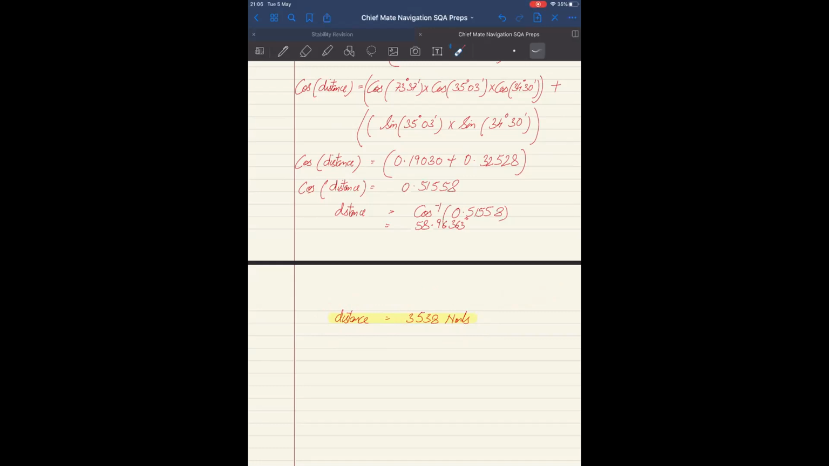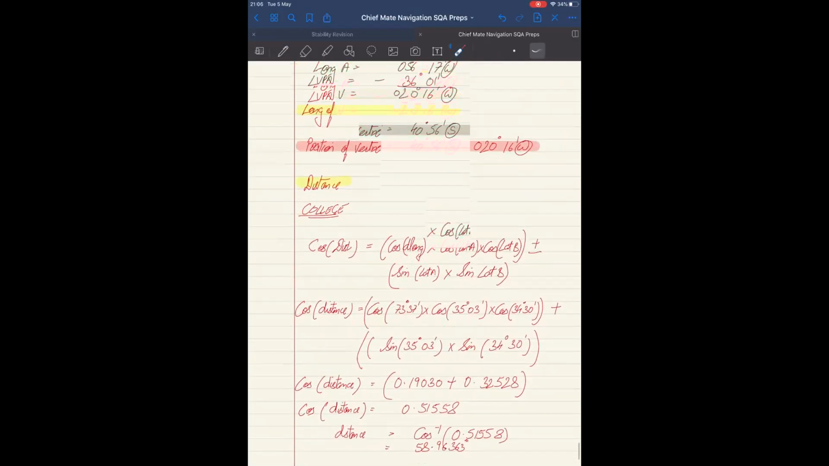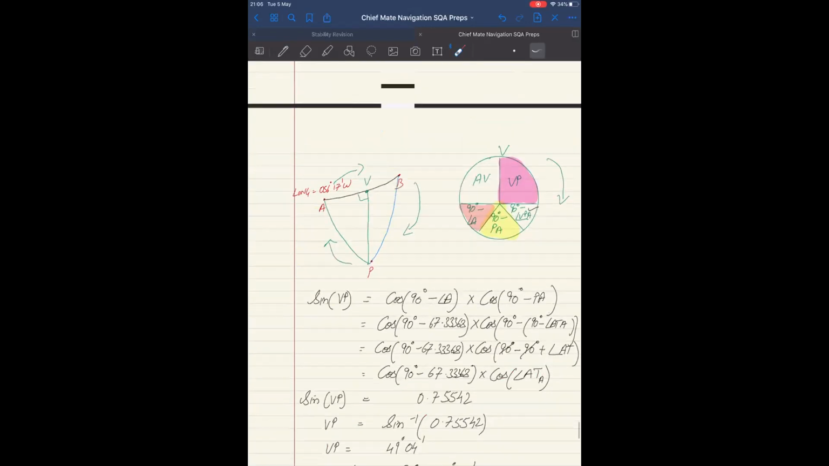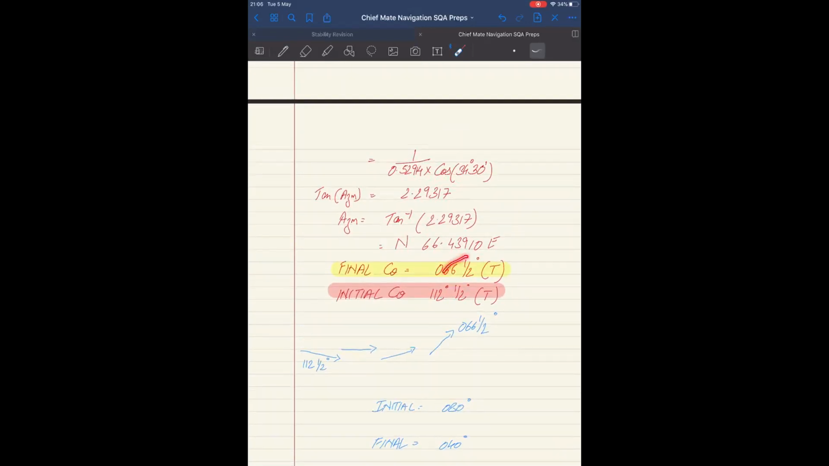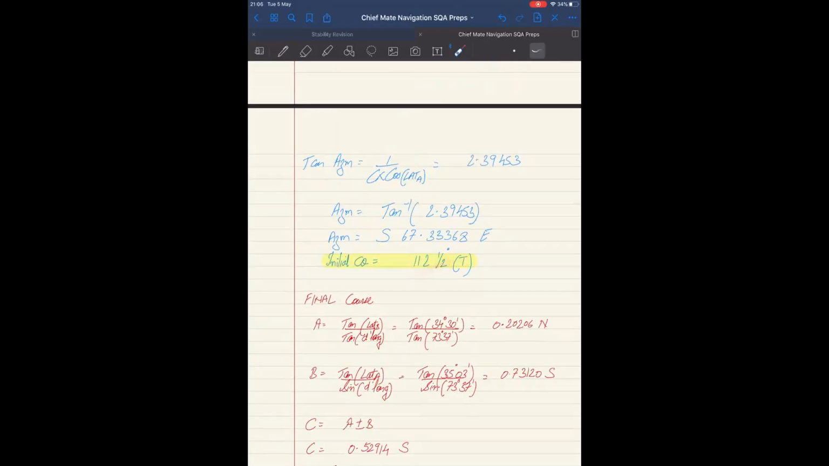So this is all we do with respect to great circle. We calculated the distance here. We calculated the position of vertex here. We calculated the final course here, which has to be to the nearest half degree. And we calculated the initial course, which is again rounded off to the nearest half degree. So this is all with respect to the great circle that we need to know for HND examinations and SQA examinations.